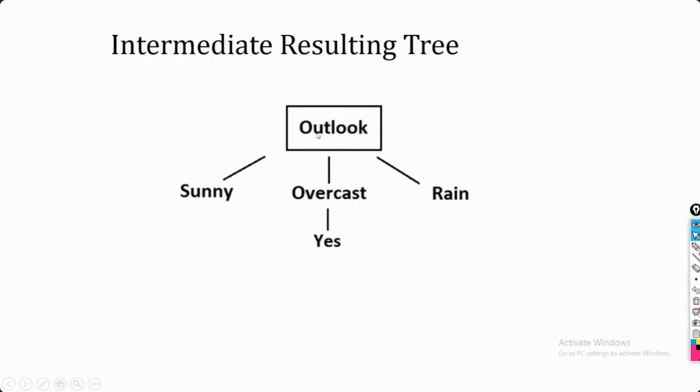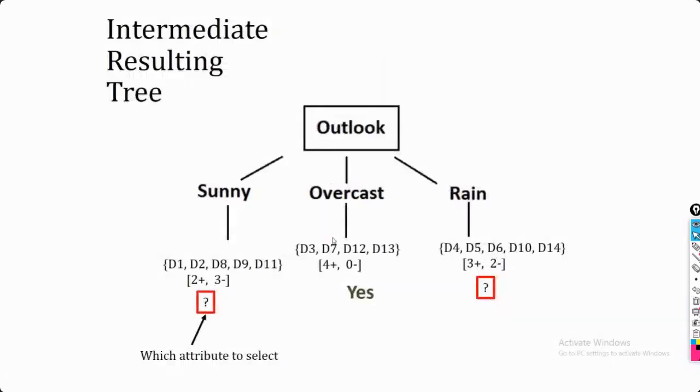So whenever your outlook is overcast, the class label is always going to be yes. That way we are going to use it for the test instances. Now next one is some of the instances.